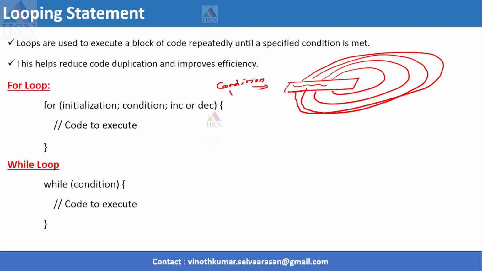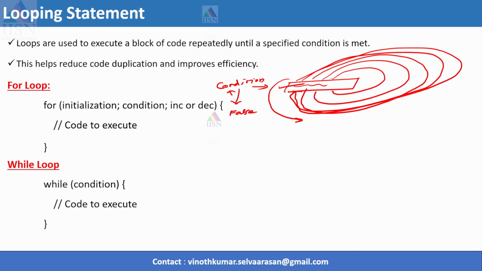If this condition is matched, then this block of code is going to be executed n number of times. If the condition fails, then this block of code is not going to be executed. The code which is outside of this particular block is going to get executed. So this is all about what a looping statement is.